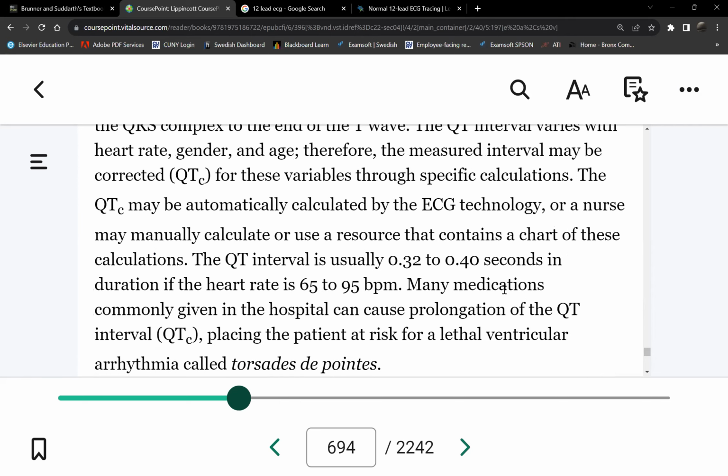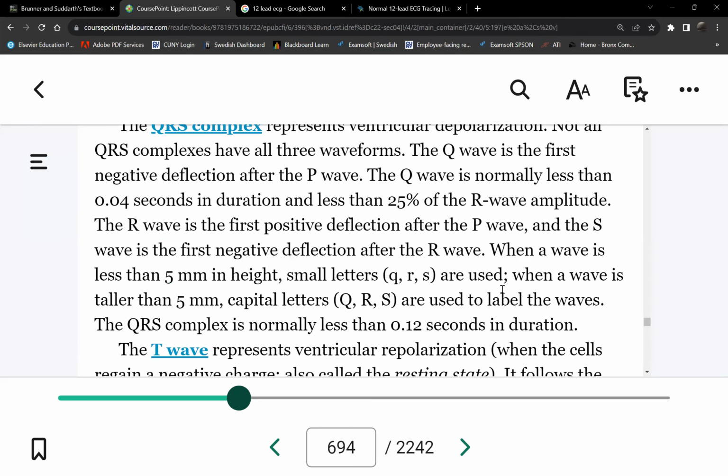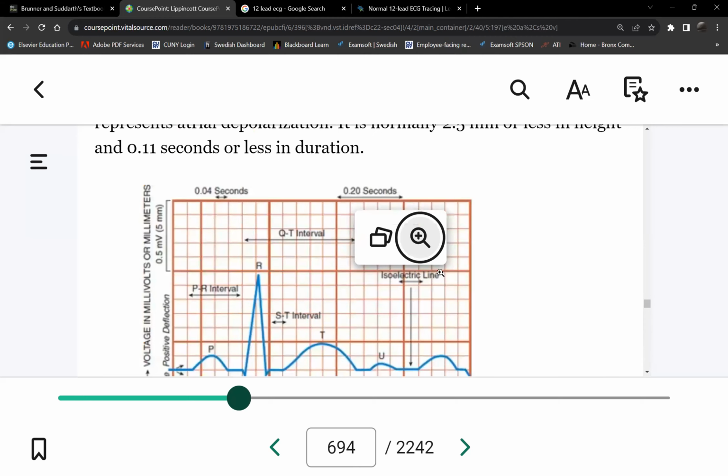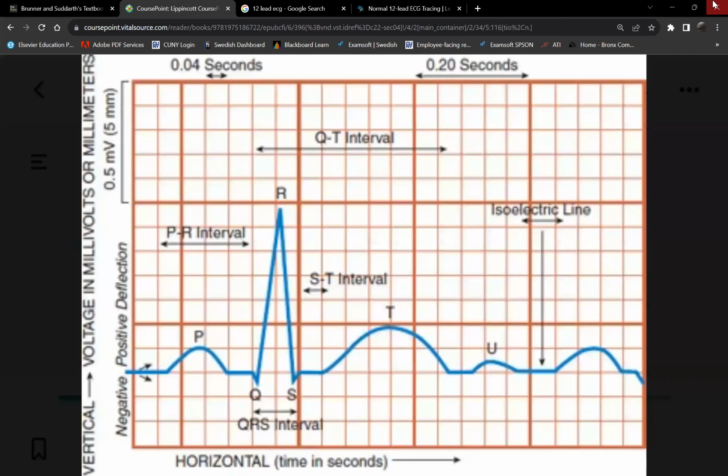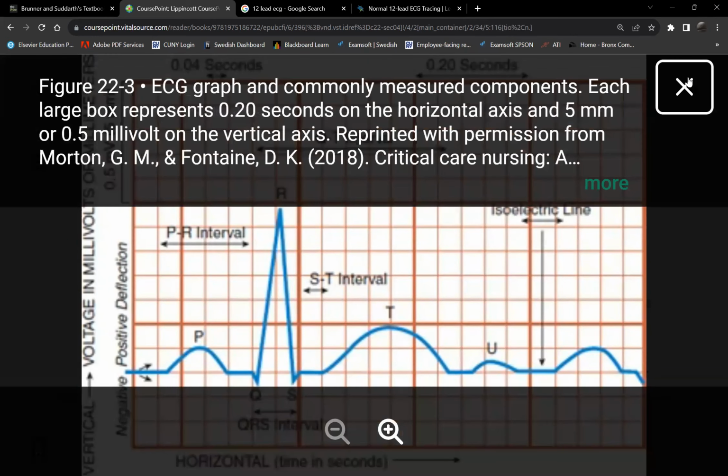Any questions about the waves and complexes? So when you see this on a monitor, do you know now what's happening with every wave and complex? Okay, so do we want to see P waves? Yes, we want that P wave to be there all the time. Then PR interval, and then QRS, etc.